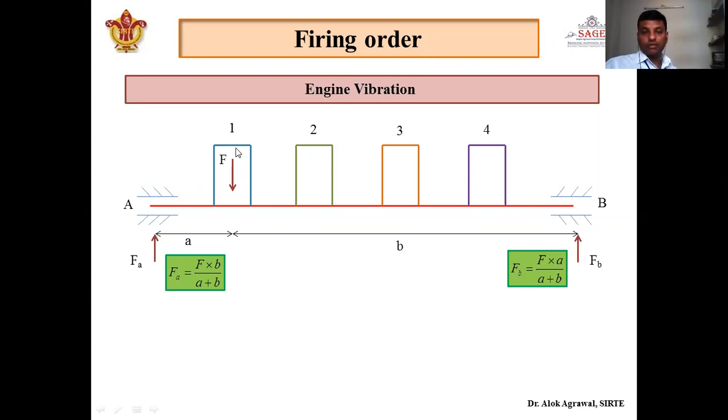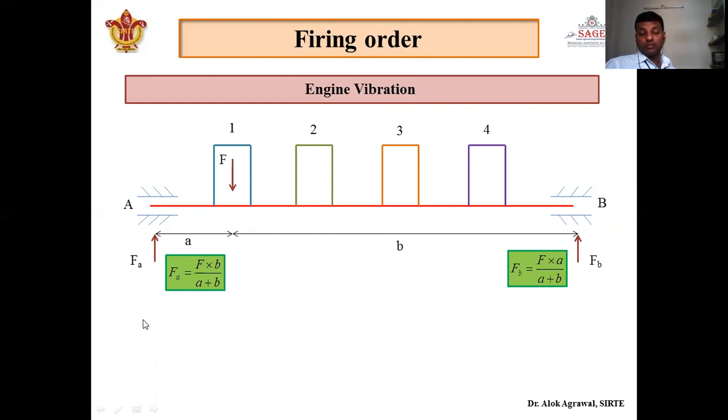When there is a force on the piston head, the piston starts moving downward, and this force will be taken by the two bearings, or two supports, of the crankshaft. This red one is the crankshaft. Now see how the force will be distributed. It is just a simply supported beam problem. If there is a force F at a distance of A from bearing A and at a distance of B from bearing B, then by applying the simply supported beam formula, the reactive force at bearing A will be F times B upon (A plus B), and the reactive force at bearing B will be F times A upon (A plus B).